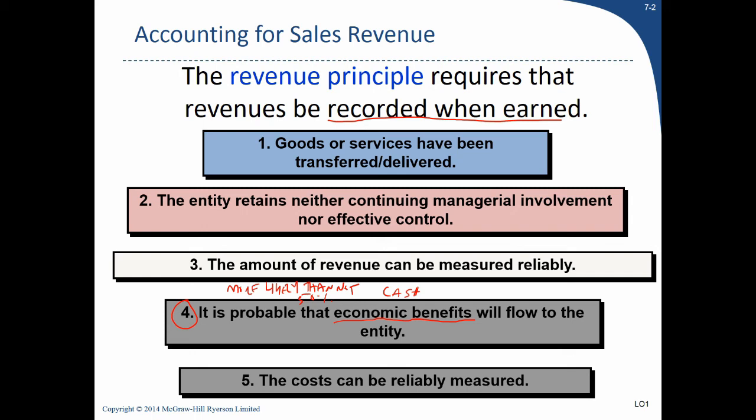But when you recognize revenue, the underlying principle has to be you expect to get paid, right? Most businesses aren't doing charity work, so anytime they recognize revenue, they do expect at some point in the future to collect that cash. And the costs to recognize the revenue can be reliably measured.